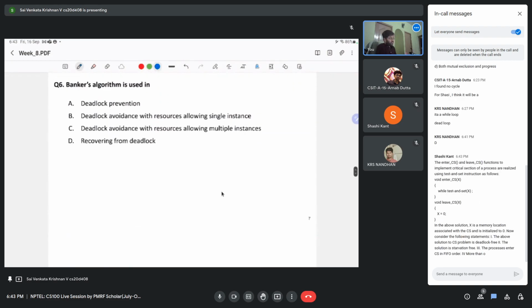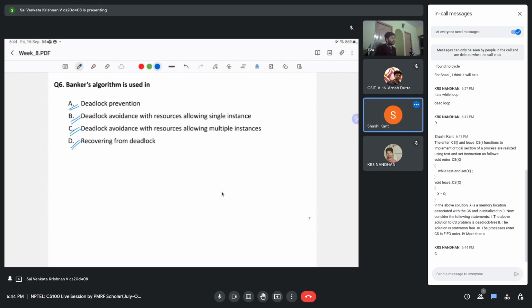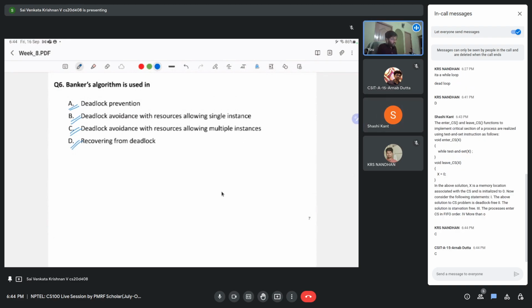Right. So the Banker's algorithm is used in which scenario? Is it used for deadlock prevention, or for deadlock avoidance with resources allowing single instance, or for deadlock avoidance with resources allowing multiple instances, or for recovering from a deadlock? Option C. Sashikant has mentioned option C, so that's the correct answer.